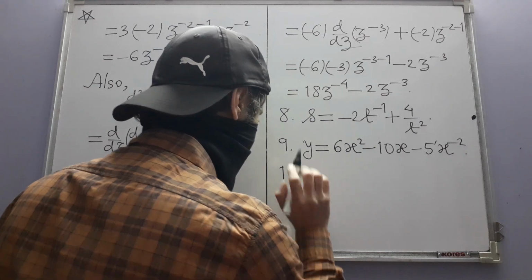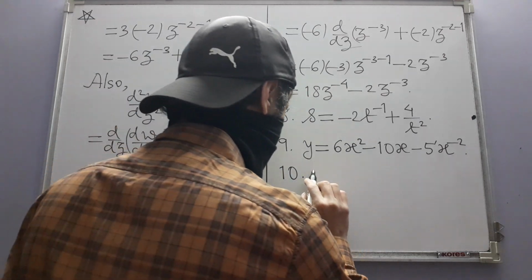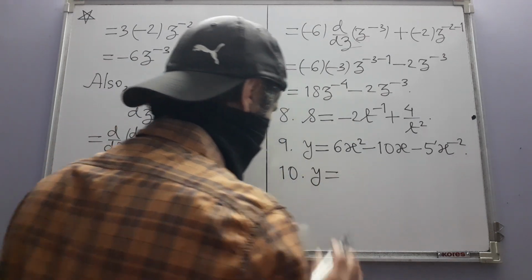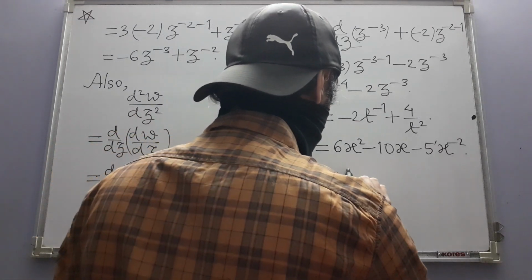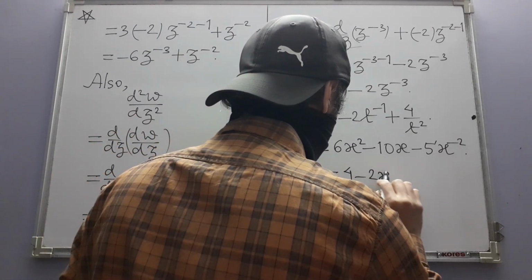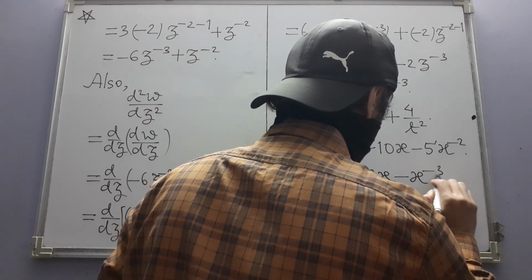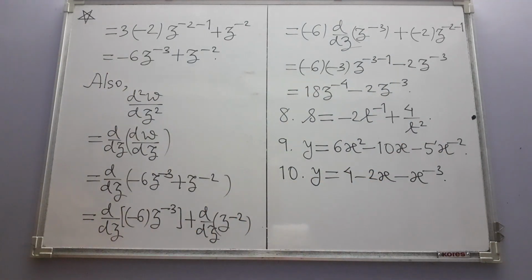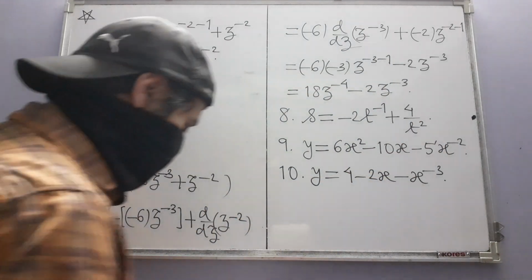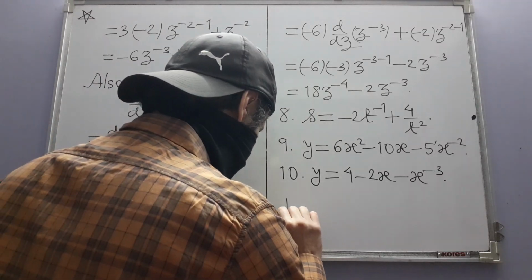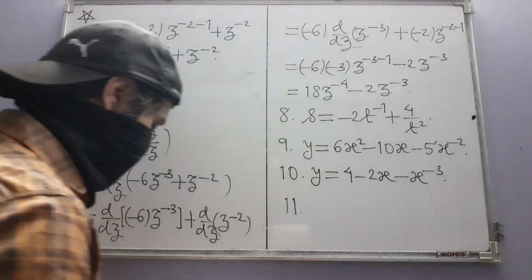Next, 10. Y equal to 4 minus 2x minus, again this one is similar. So this also I leave to you. 11 also I will leave. The 12th one I will do.